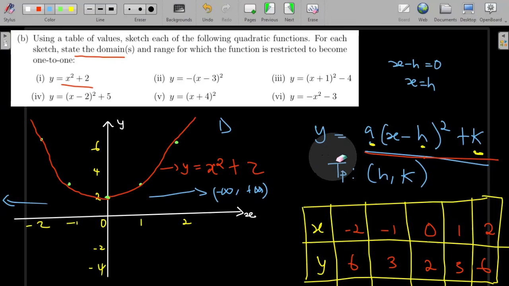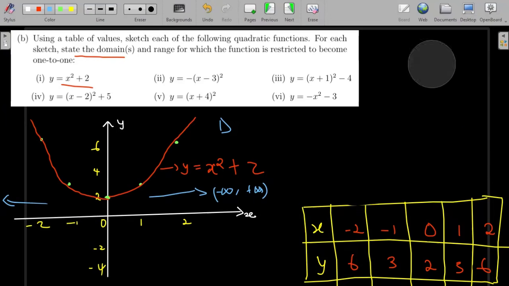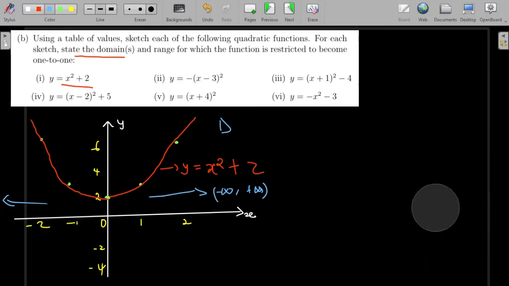What are we going to do there? We are going to divide this graph into 2 parts. How do you divide it? You just divide it at the turning point. We can see it's here. This is (0, 2). That's the turning point, right? So if I just draw a part of this graph, then it means I've restricted the domain. I'll start with this part here.